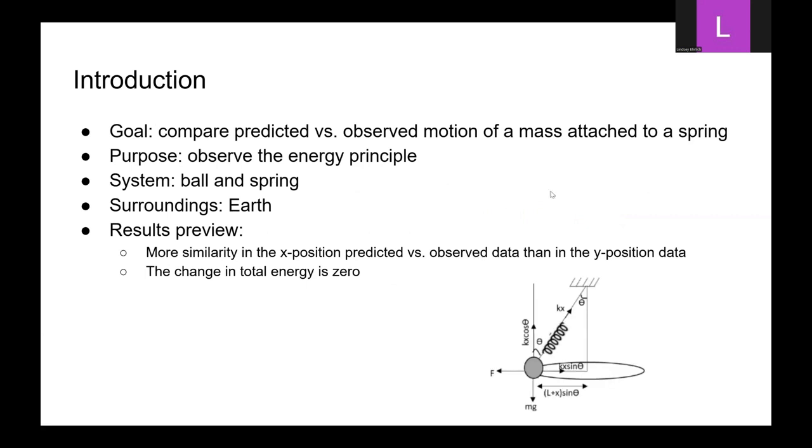As an introduction, the goal of this lab was to compare predicted versus observed motion of a mass attached to a spring. The purpose of this lab was to observe the energy principle. The system was the ball and the spring, and the surroundings were the Earth. And as a quick results preview, we found more similarity in the X position predicted versus observed data than in the Y position data. Additionally, the change in total energy is 0.